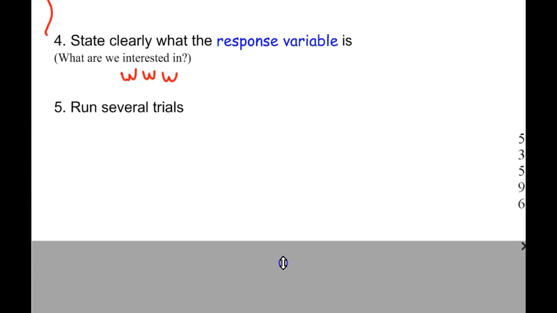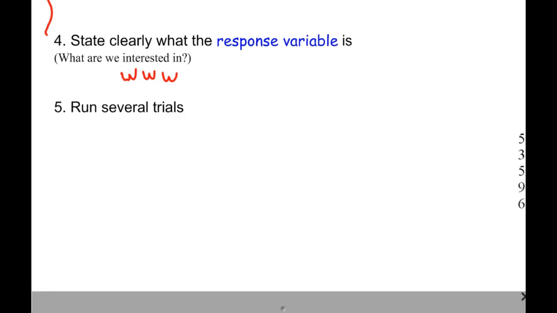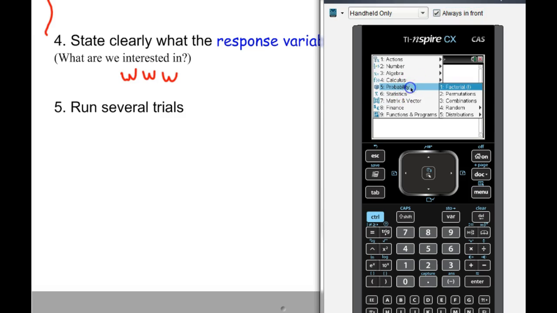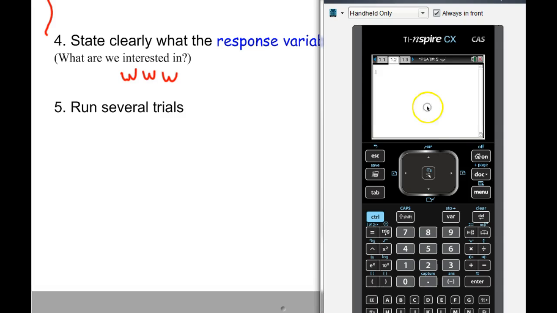Run several trials. So we're going to actually run some trials here. So you can do this different ways. I'm going to show you different ways to do it. One way would be use your calculator. And if you hit your menu key and your TI Inspire, there's a probability thing here. And one of them is random. And you can choose random integer. It's also on the T84. But random integer command works like this.